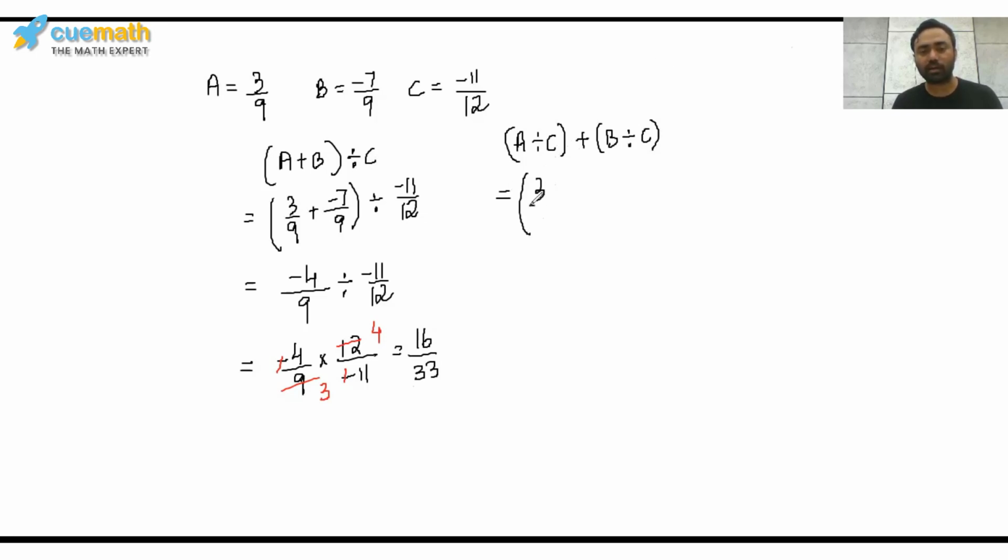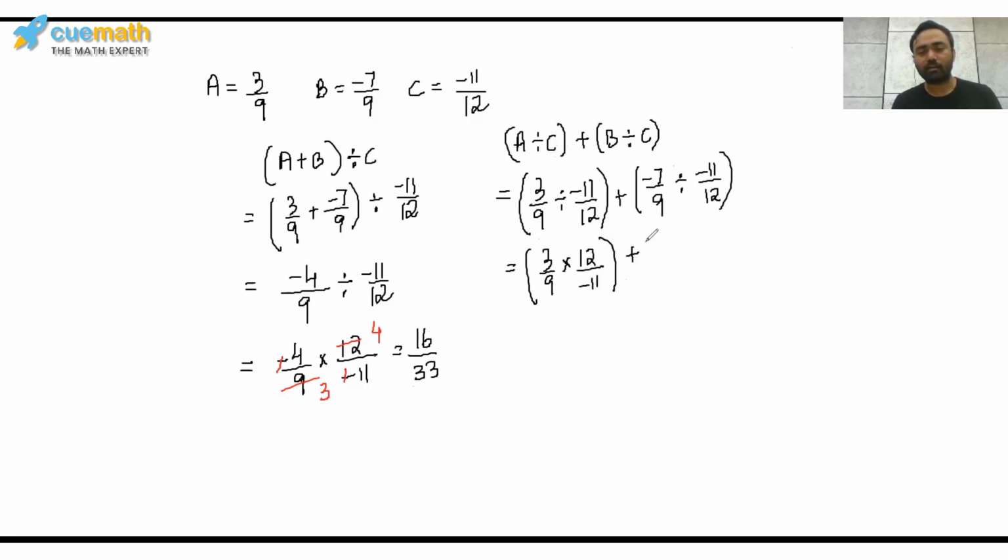So A is 3 over 9. So 3 over 9 divided by negative 11 over 12 plus B, which is negative 7 over 9, divided by negative 11 over 12. Now let's convert the division into multiplication. So negative 11 over 12 would become 12 over negative 11. And then the second bracket, let's convert the division to multiplication. So negative 11 over 12 would become 12 over negative 11.